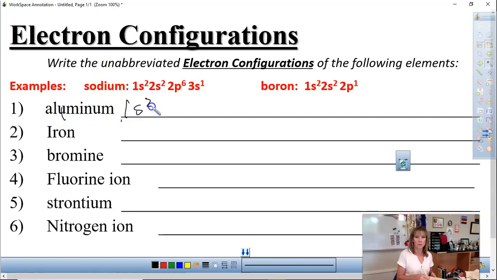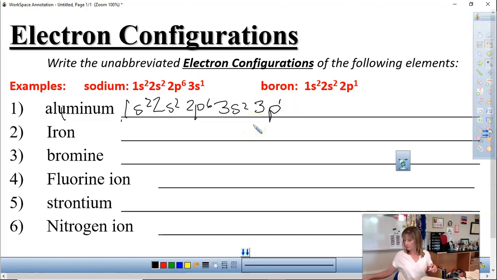Okay, aluminum is going to be 1s2, because the first two energy levels are full. 2s2, 2p6. Keep going until you get to aluminum. 3s2, then what? 3p. Where's aluminum? It's at 3p1, right? Okay, so far so good?